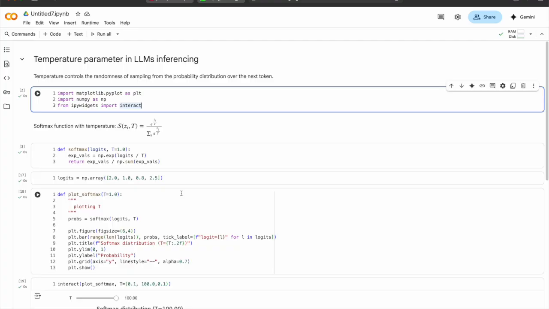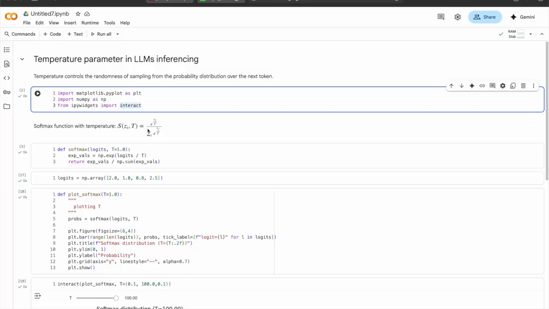Let's see the demo and you will understand it more: how the temperature parameter affects the probability distribution and which word is then chosen. So we are here in the Colab notebook, and we'll see how the temperature parameter affects the probability distribution.